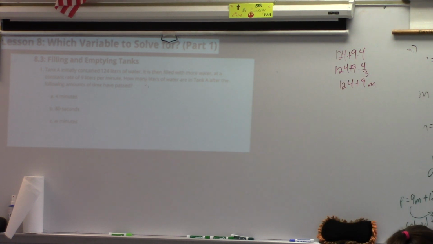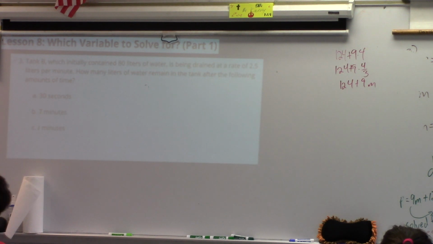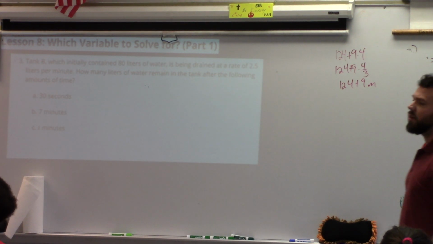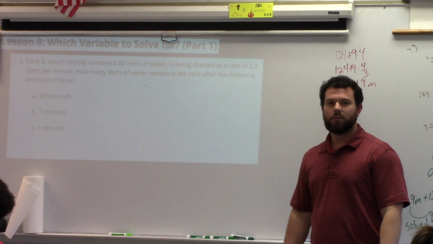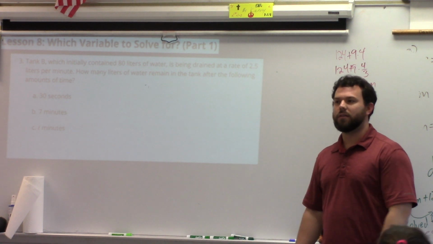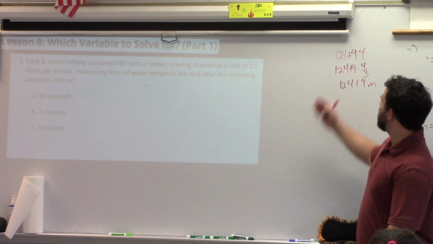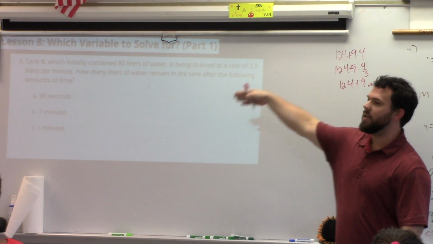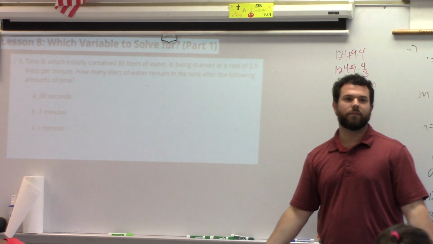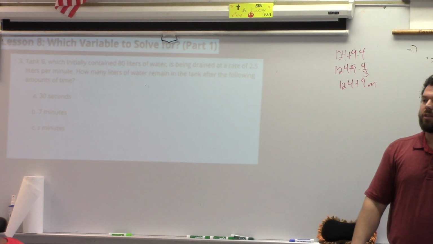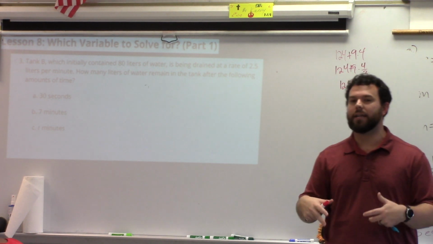What's different about number 3? What are we starting at? 80. What are we doing to that 80? Subtracting by 2.5. So instead of 124 plus 9, it's 80 minus 2.5. Nothing has changed here, but we freaked out so much looking at it.